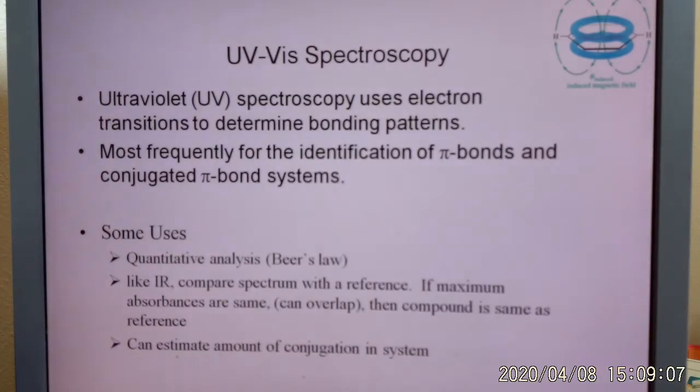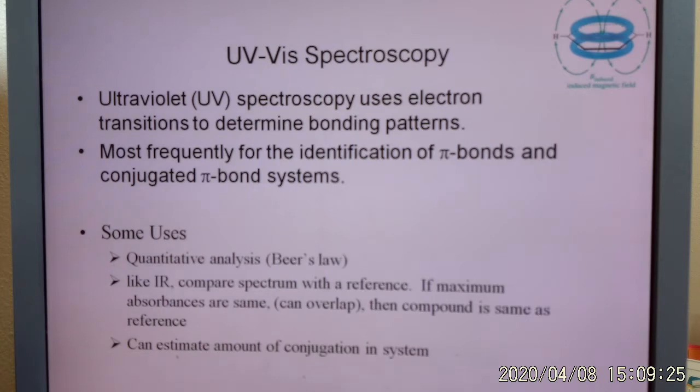Last of the spectroscopy talks. All right, we're going to talk about UV-vis or UV spectroscopy, and it gives you information on the electronic transitions and allows you to determine bonding patterns, particularly for conjugated pi bond systems.